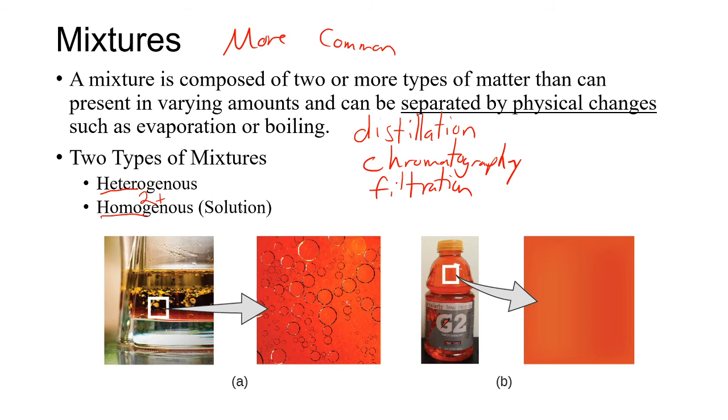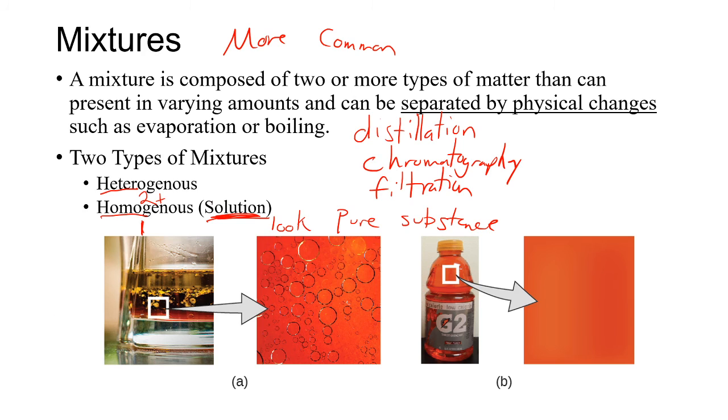Homogeneous mixtures are also commonly known as solutions. So anytime somebody throws out the term solution, they mean a homogeneous mixture. That is only one layer or one phase. When you look at a homogeneous mixture, it is going to look a lot like a pure substance, because you can't tell that there are multiple things combined. It looks like just one thing.